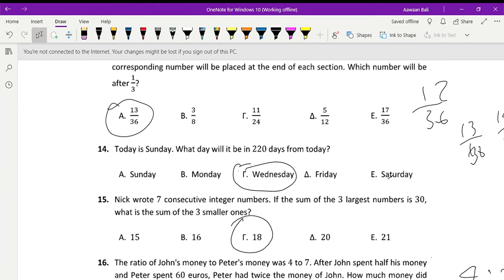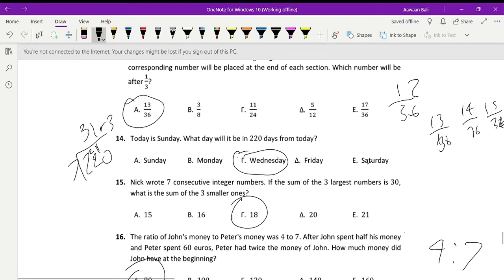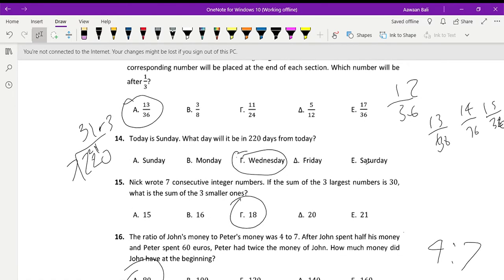Question number 14. Today is Sunday. What day will it be in 220 days from today? Okay, so what we can do is we basically do 220 divided by 7. We put the 2 here, 3, 21, 1, and then remainder 3. So basically, after 31 weeks, it'll still be Wednesday, but there's a remaining of 3 days left.